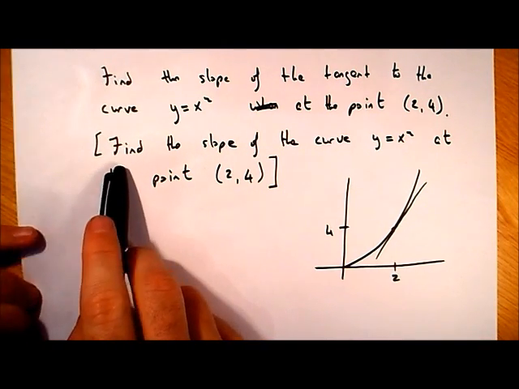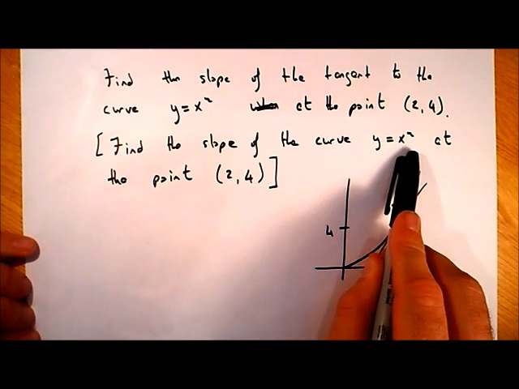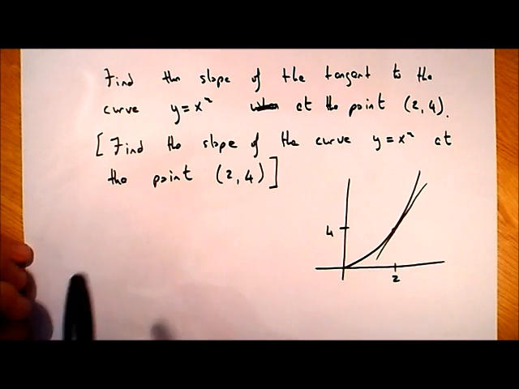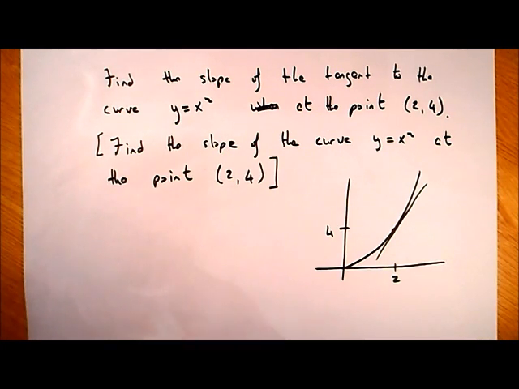The second question, which I have in brackets, just says: find the slope of the curve y is equal to x squared, so the same curve, at the point 2, 4. No mention of a tangent. But these two questions are exactly the same thing, because the slope of the curve and the slope of the tangent are the same.